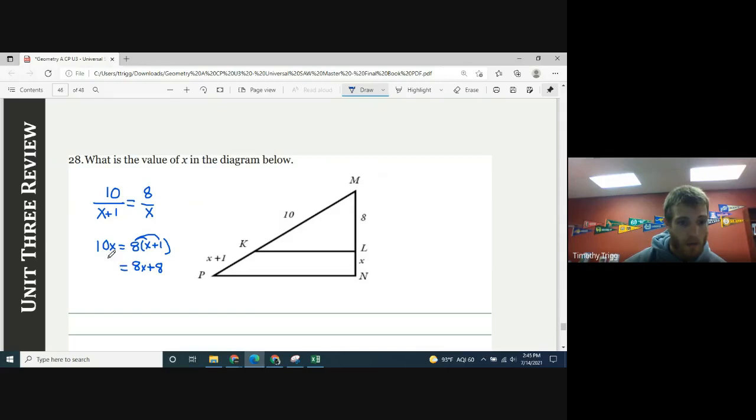And over here, the 10x hasn't changed, so 10x still. I could subtract 8x from both sides of this equation. So that's 2x equals, and on this side we just have 8. To get x by itself, we divide by 2. And that gives me that x equals 4. So you should get x equals 4 in this case.